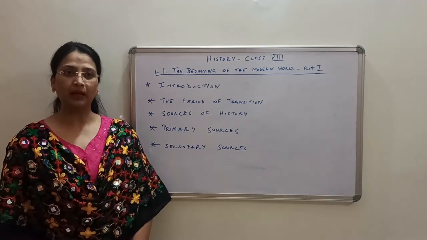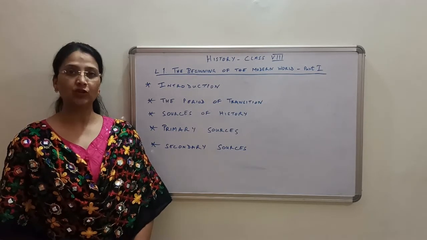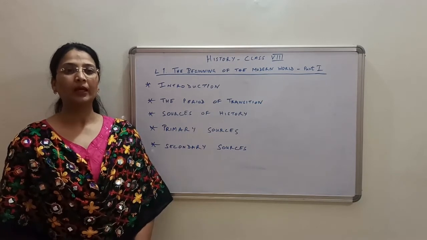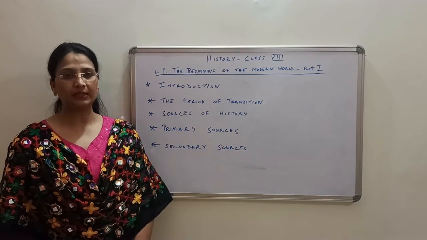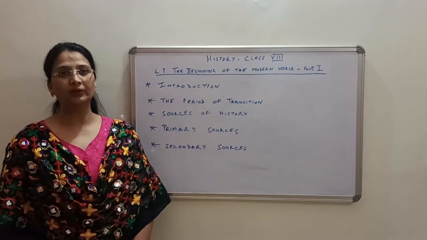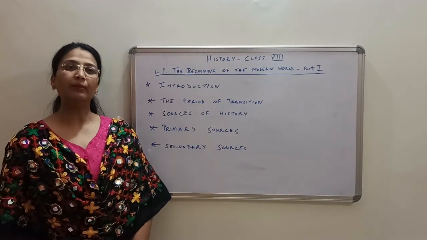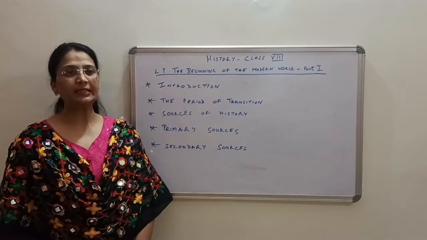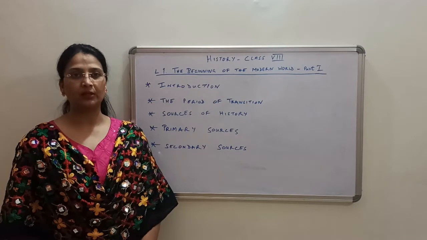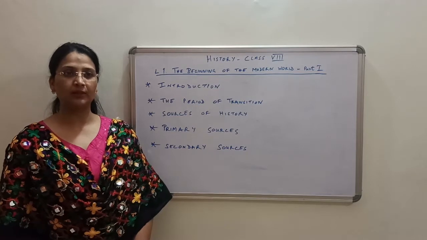So let us begin. History has been divided into three periods: ancient history, medieval history, and modern history. Each period has special characteristics which make it unique and different from other periods. We have already studied about ancient and medieval periods in our previous classes. Let us now study about the modern period of history, the present times, the period of transition.